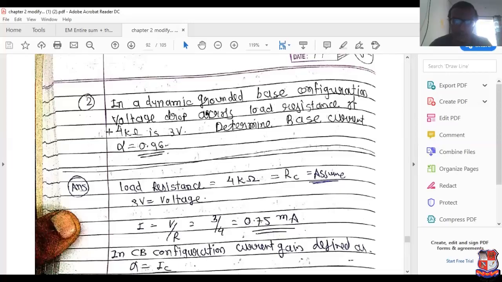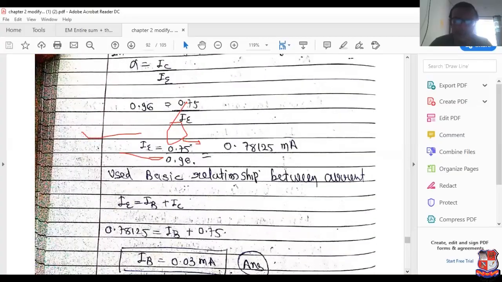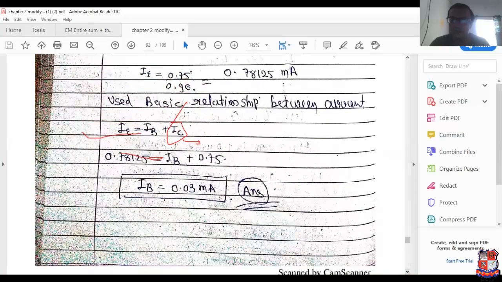See, this is the question. In a common base configuration, the voltage drop across the load resistance of 4 kilo ohm is 3 volt. It can be considered as VCC. Determine the base current if alpha equals 0.96. So here we can get this particular value, and IB equals 0.03 milliampere. So this is the last answer related to that. Thank you very much.